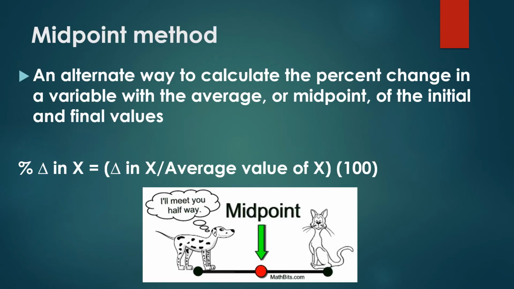There is an alternative way to calculate the percent change in a variable, and it is called the midpoint method. Instead of doing the typical second value minus the first over the first, what you can do instead is find the average, or the midpoint, of the initial and final values. I have an example for that on the next one. Again, this is the way that you would calculate it. The percent change in variable x in this case would be the change in x divided by the average value of x, when normally you would do the change in x divided by the original value.